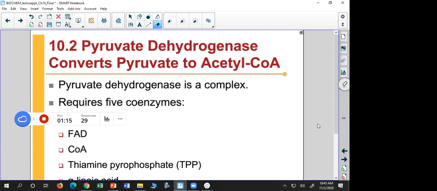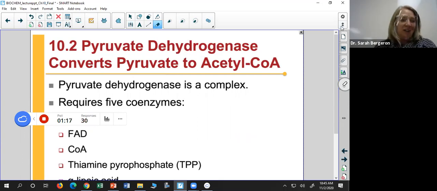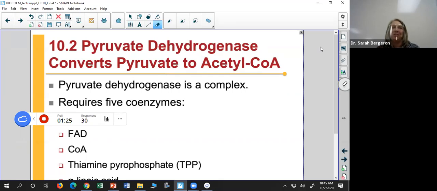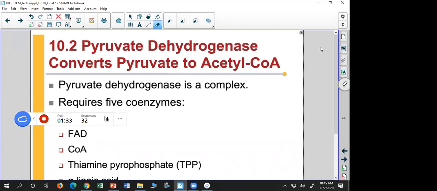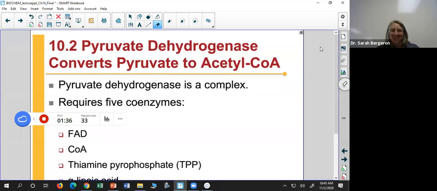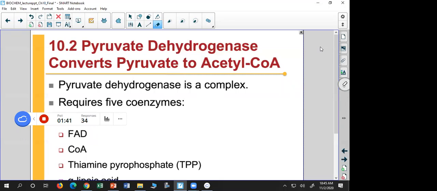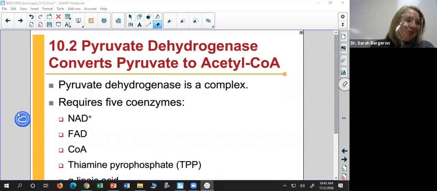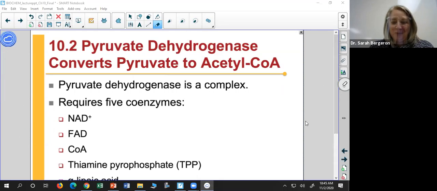Okay, so today we are going to talk about what happens to pyruvate after glycolysis. I'm going to start off with a joke. Why did the moon have a upset stomach? It was a full moon. I thought that was kind of good for Halloween. All right, so don't forget to do attendance before the end of class.